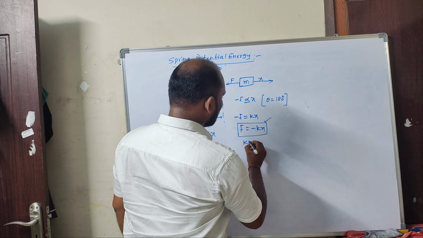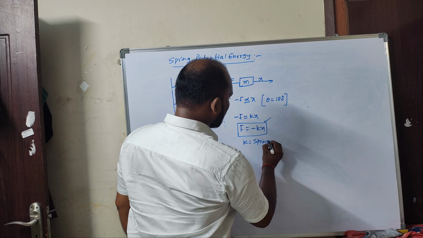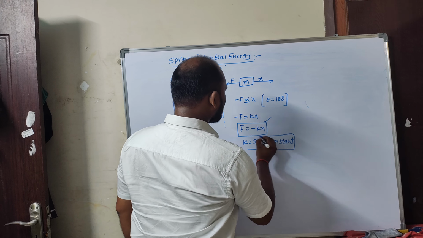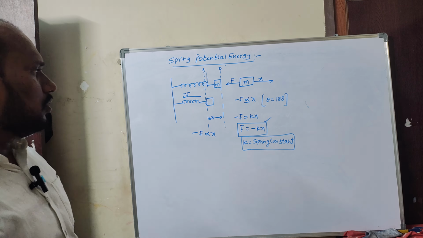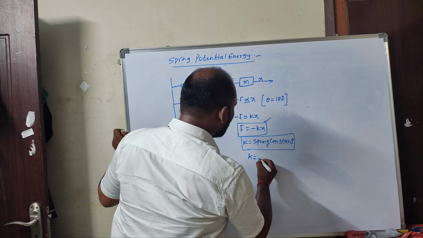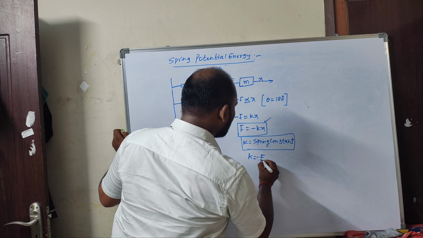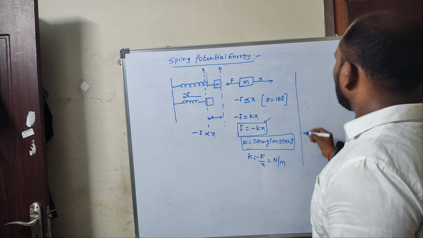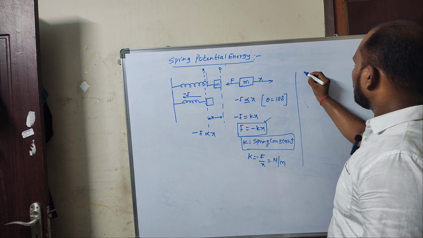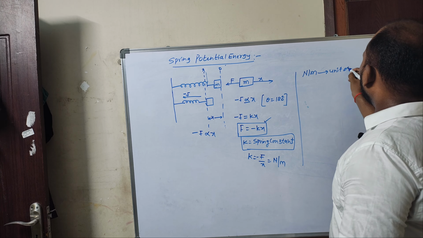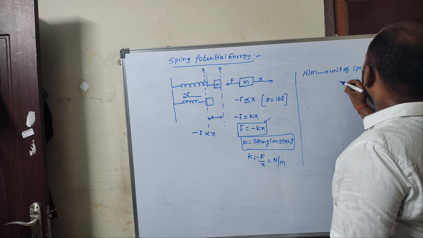Here K is the spring constant. This is very important. What are the units of K? K is equal to minus F by x, so the unit is Newton per meter. The unit of spring constant K is Newton per meter.